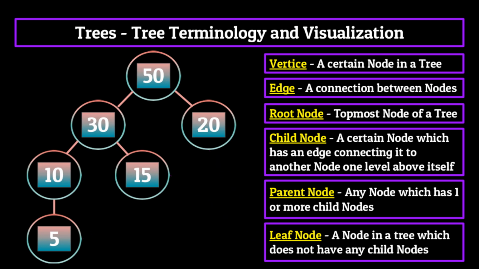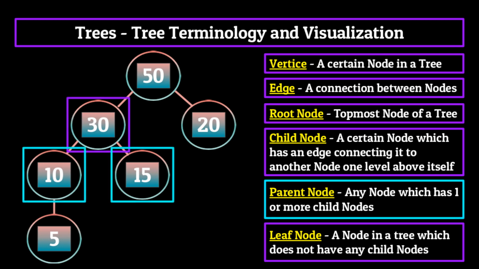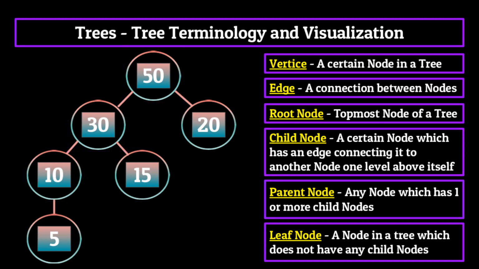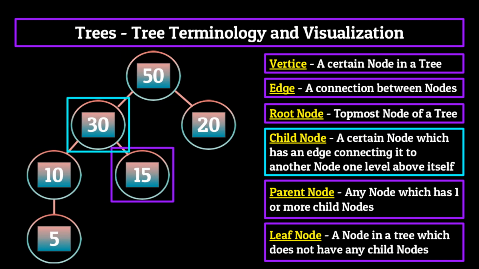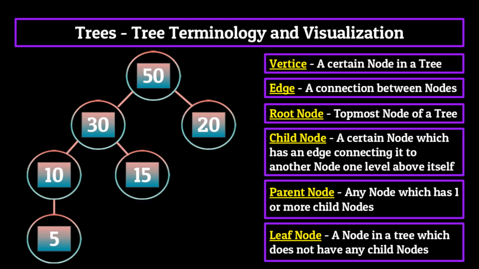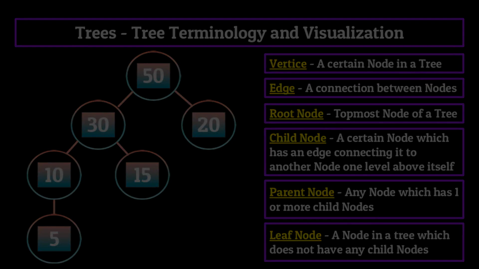As you can see, one node, or vertex, on our tree can have many different titles depending on where it is in the tree and what other nodes are connected to it. For example, the 30 node is both a parent node to the 10 and 15 nodes, but also a child of the 50 node. The 15 node is both a child of the 30 node and also a leaf node as it has no children. This terminology really comes in handy when we start talking about trees which contain thousands of vertices and edges, and the data becomes very complicated to order and maintain.